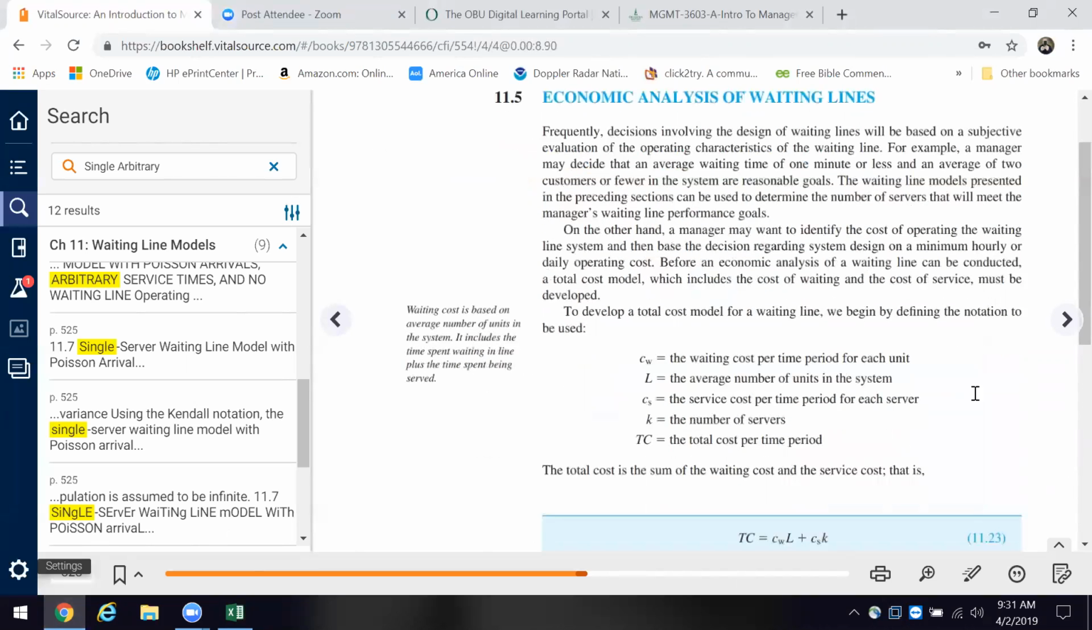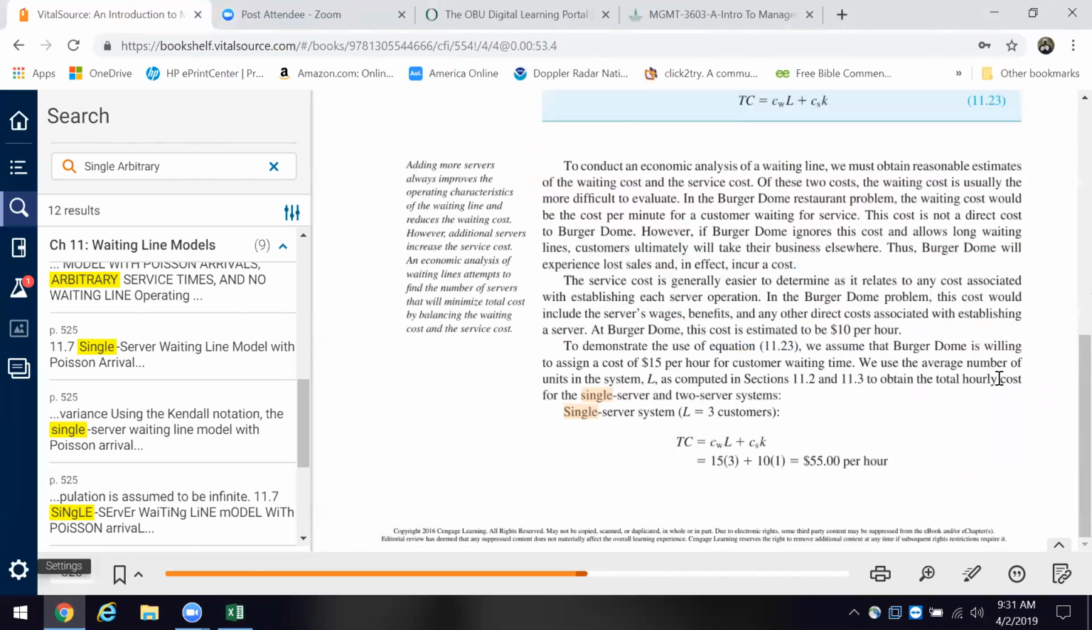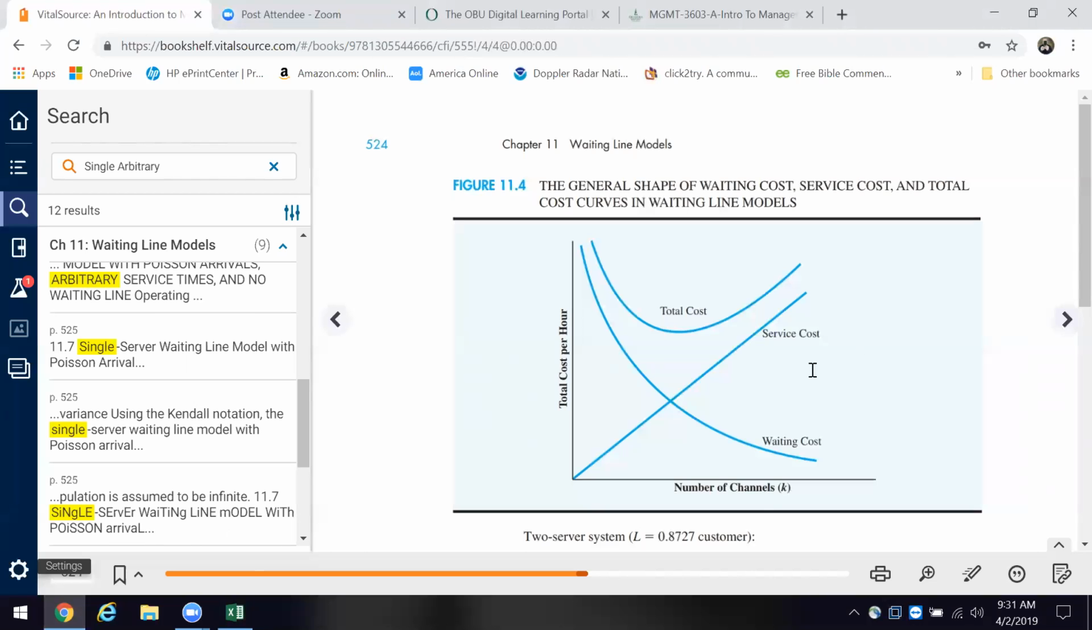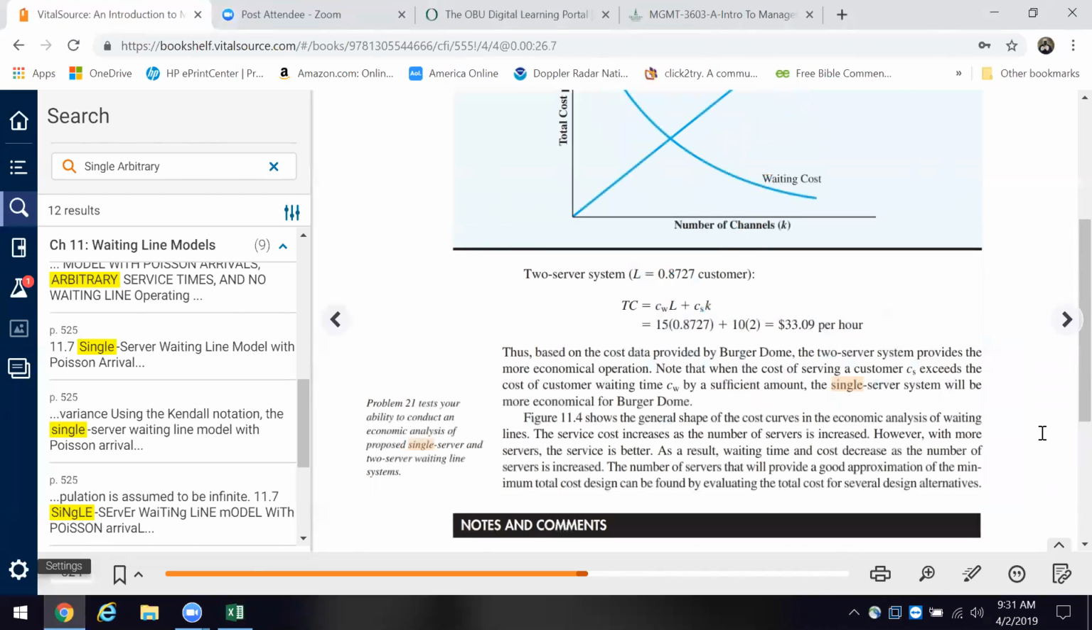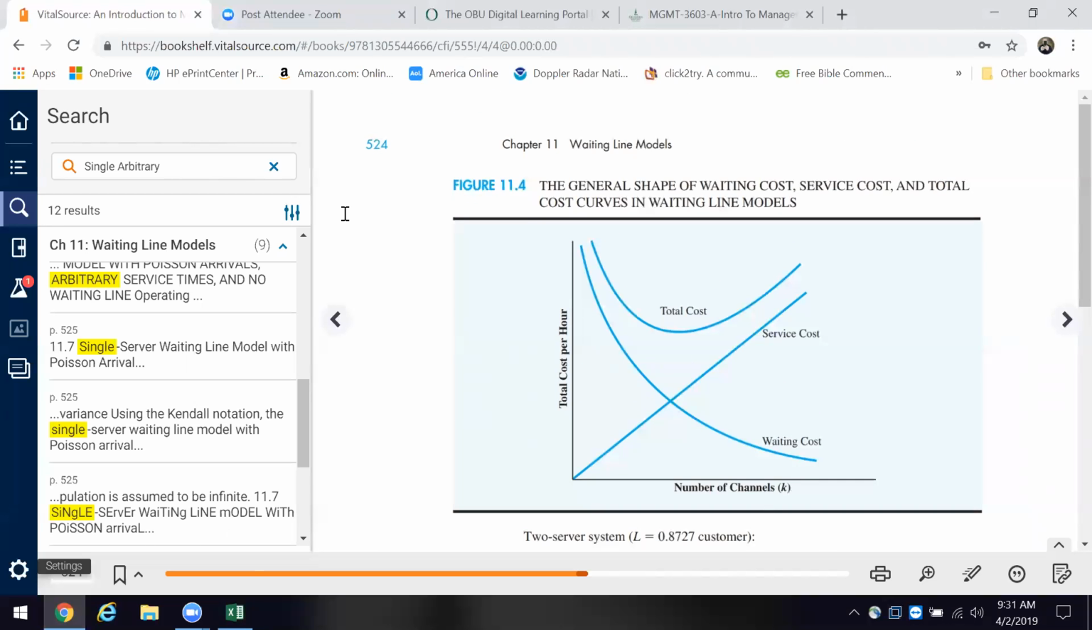The authors also spent some time talking about the economic analysis of these lines. And of course, that's where they put in the total cost approach. And we'll look at the Burger Dome case where they talk about, do we need more than one server? And we can use this model to determine if it's worthwhile to use an additional server.